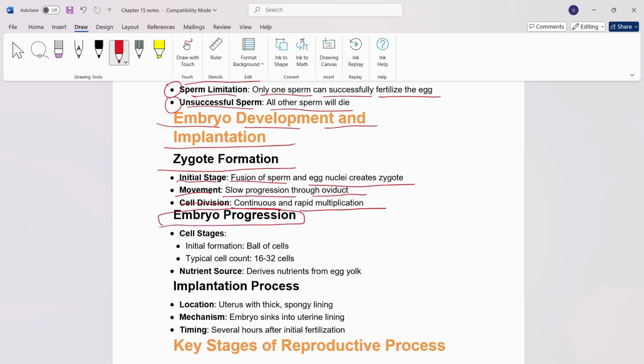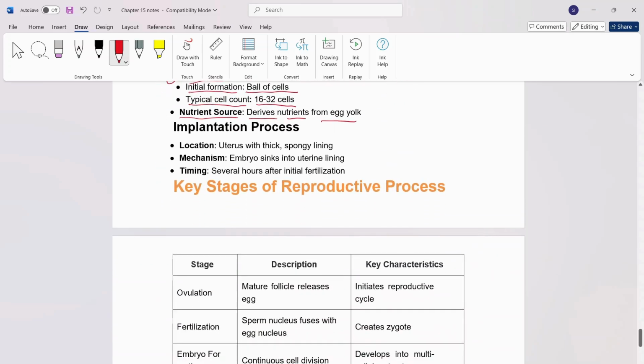Now let's talk about embryo progression. Cell stages: initial formation, balls of cells. Typical cell count is 16 to 32 cells. Nutrient source: it derives nutrients from the egg yolk. Implantation process. Location: the uterus with its thick spongy lining. Mechanism: the embryo sinks into the uterine lining. Timing: several hours after initial fertilization.